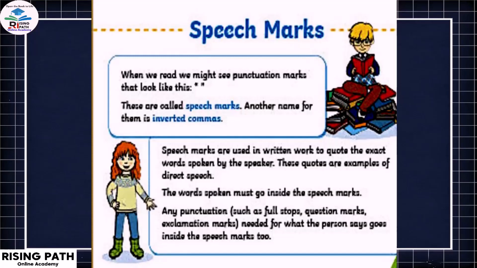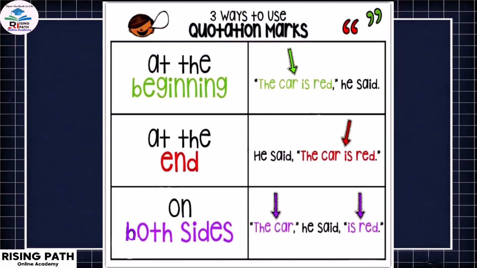Whenever you are going to write the dialogue, you are going to enclose it with quotation marks, also called speech marks. Any punctuation such as full stops, question marks, exclamation marks needed for what the person says goes inside the speech marks too. Now in this slide you can see the three ways to use quotation marks. It is very important to learn and to use them, particularly again for your narrative writing.